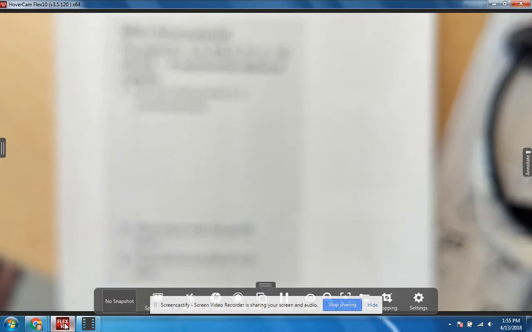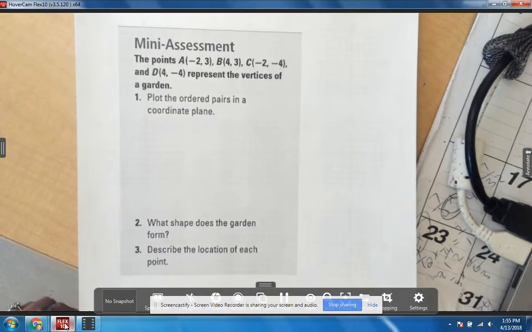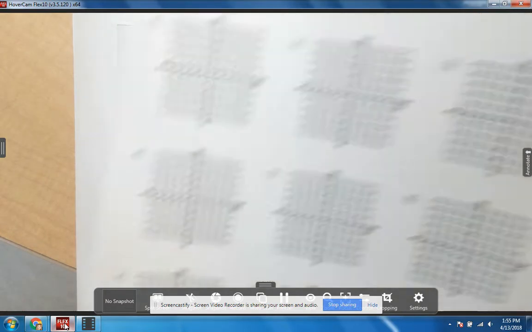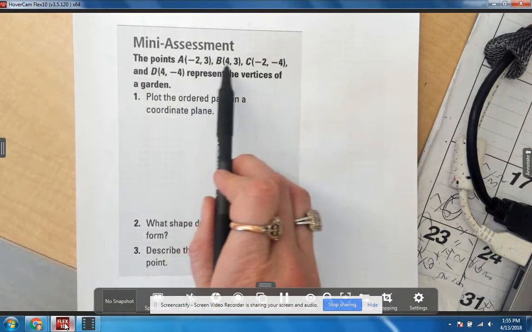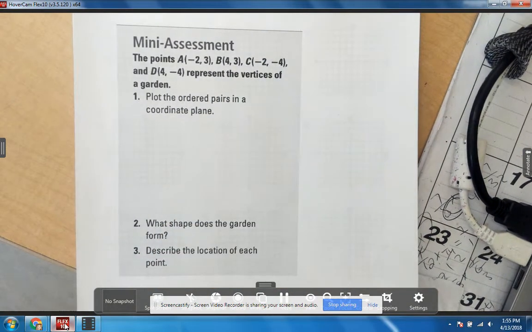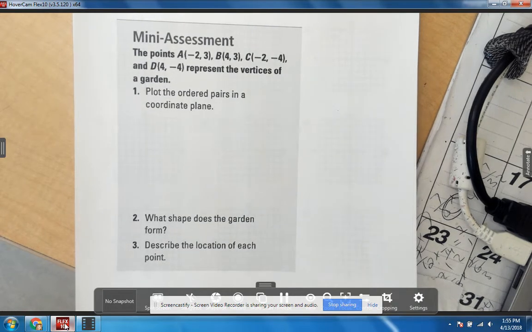This is going to be your last part. So again, you should still have plenty of grids left on this sheet. So go to whatever your empty grids are. They want you to plot the points. You could do them all in the same grid, or you could do them in 4 different grids because you have plenty of them. Then it's asking you what shape does that make. And then it's telling you to describe the location of each point. That means tell me what quadrant it's in.